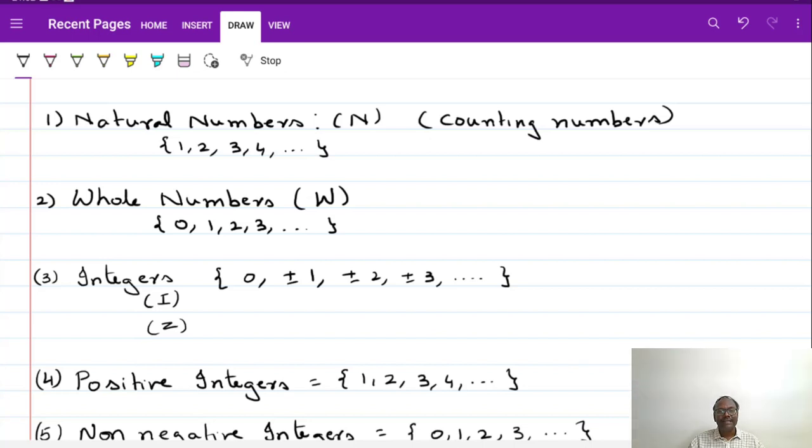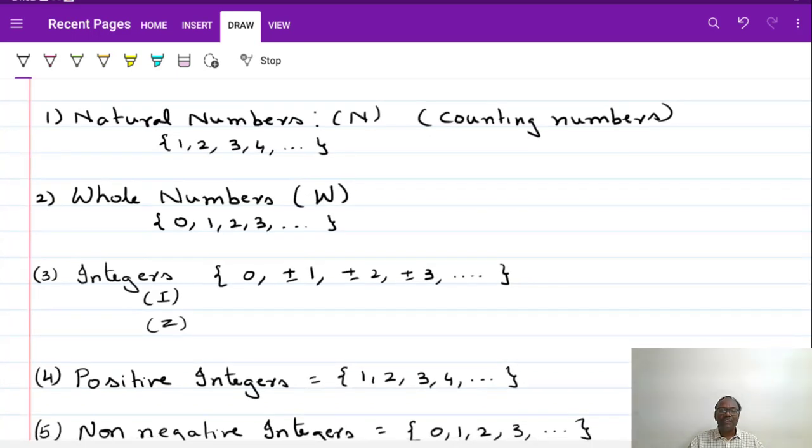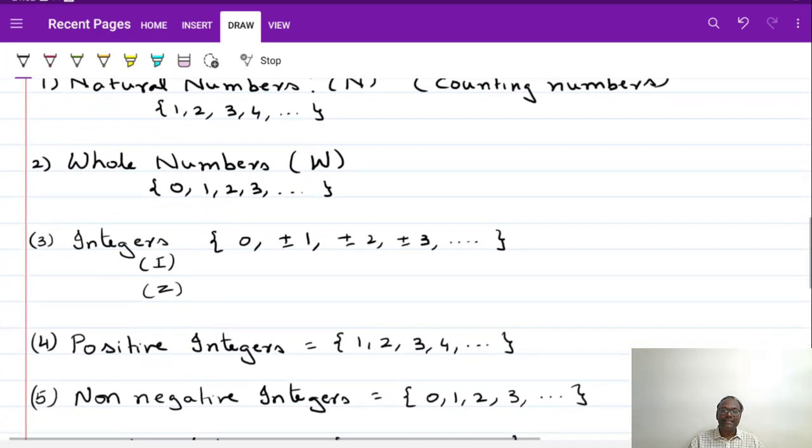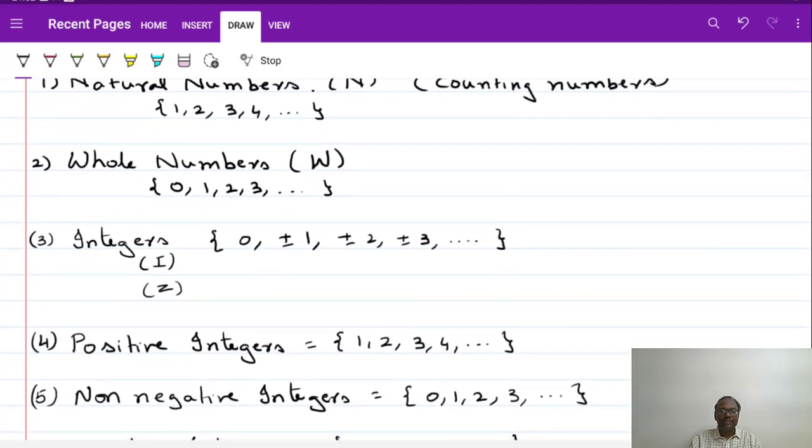So it's an infinite set, written as 1, 2, 3, 4, dot dot dot within braces. Then the second category is whole numbers. It starts from 0: 0, 1, 2, 3, and so on, represented by W. The third number type is integers: 0, plus or minus 1, plus or minus 2, and so on, represented with I or Z. Then we have positive integers, which are integers greater than 0: 1, 2, 3, 4, and so on.